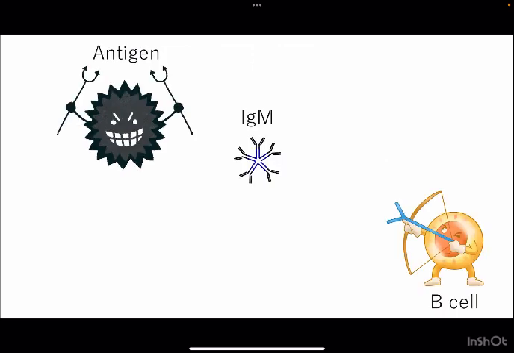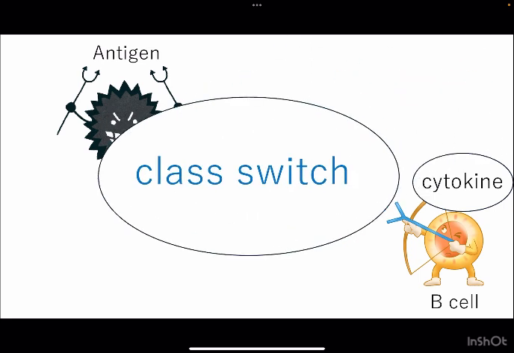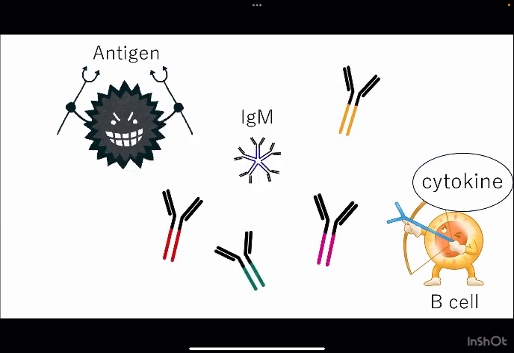B cells activated by binding to antigens multiply and secrete IgM type in the early stages. At this time, cytokines are secreted from helper T cells. Here, class switch occurs. Antigen stimulation and the action of cytokines will produce antibodies of IgZ, IgA, and IgE. This is a summary of class switch.